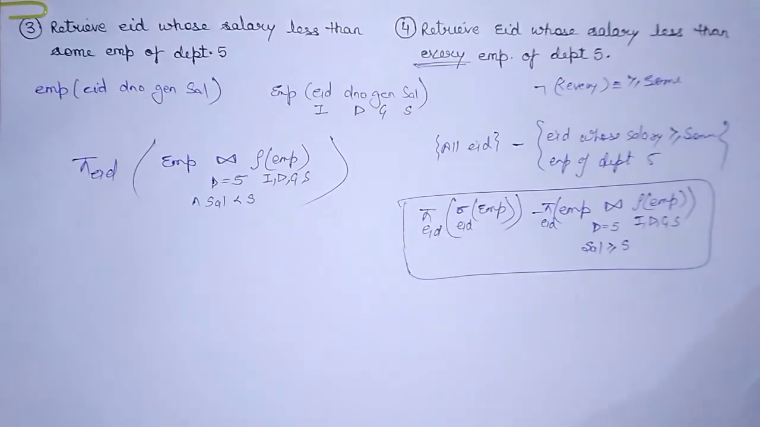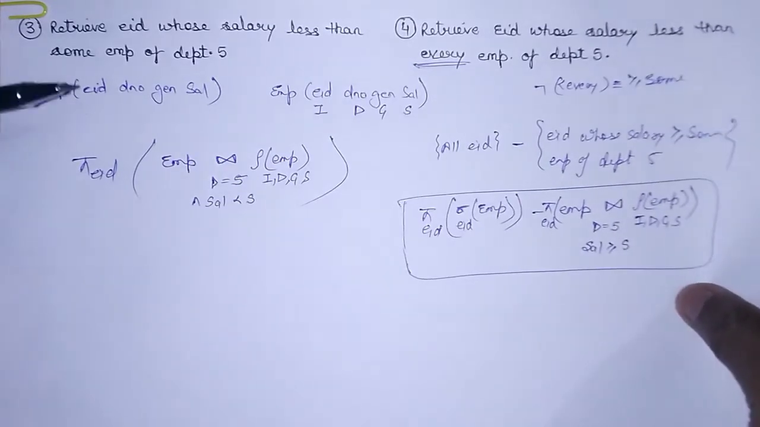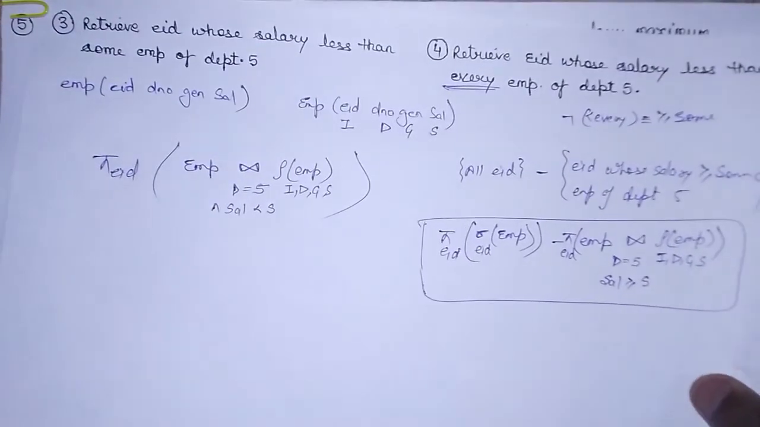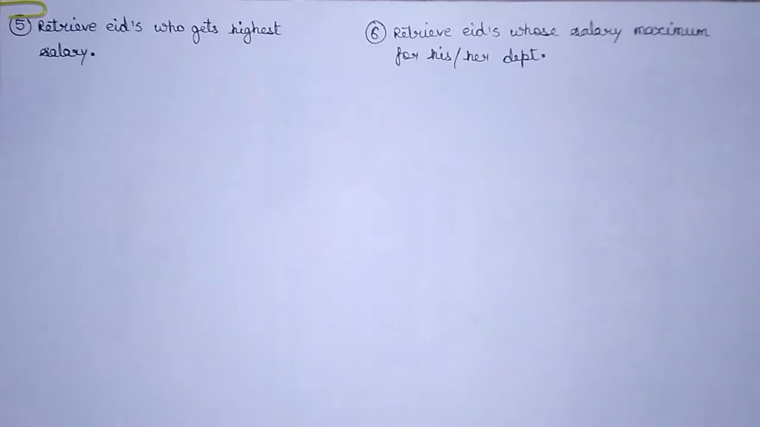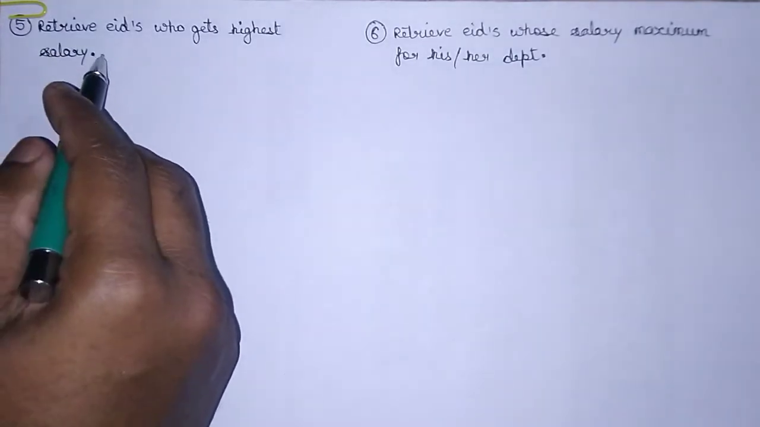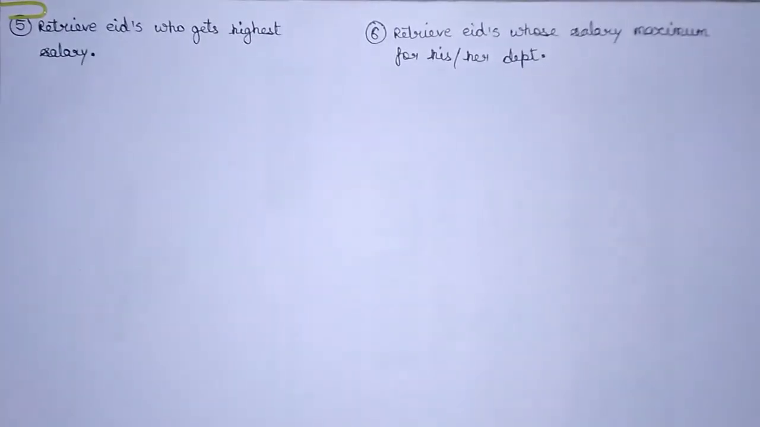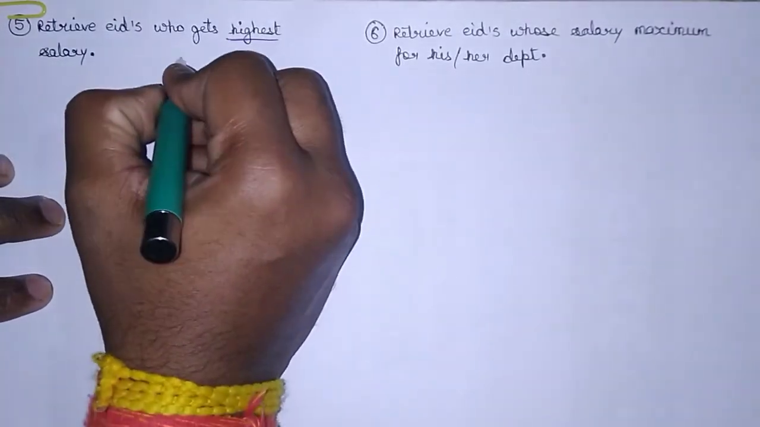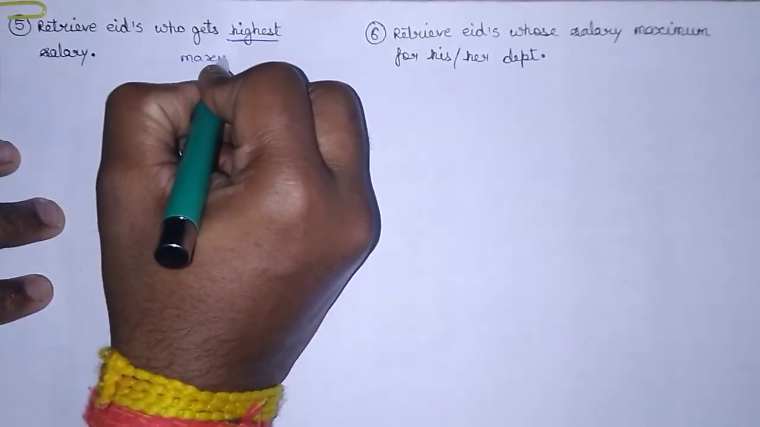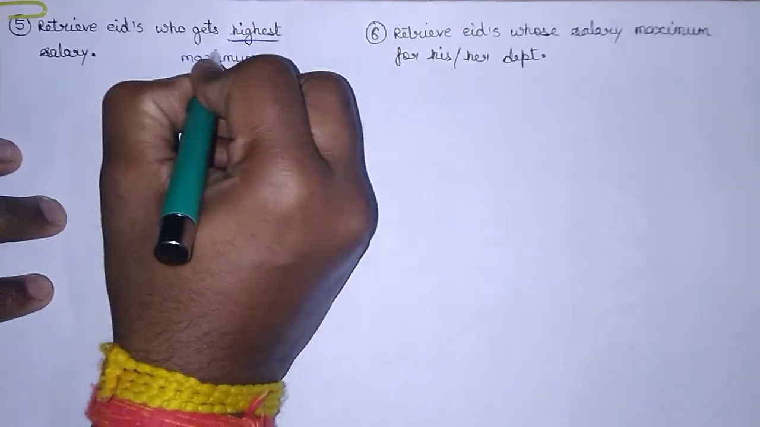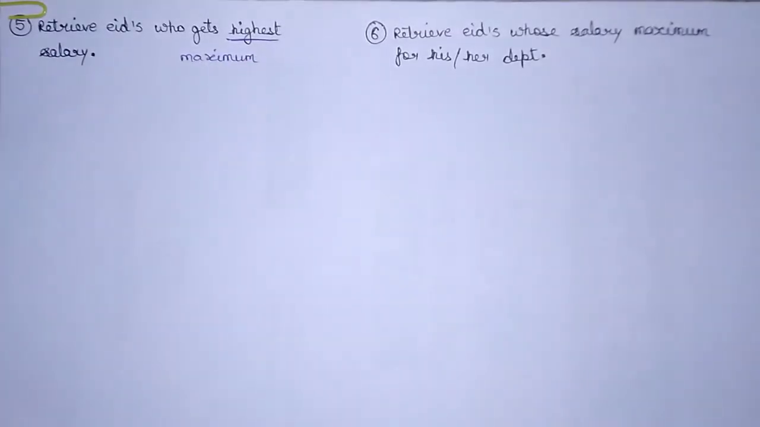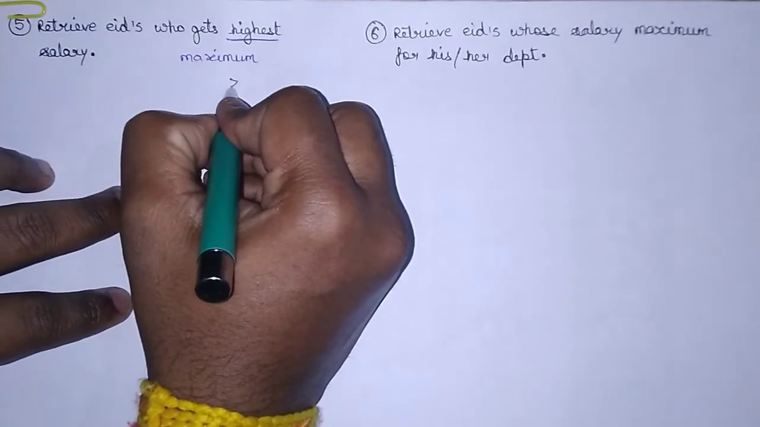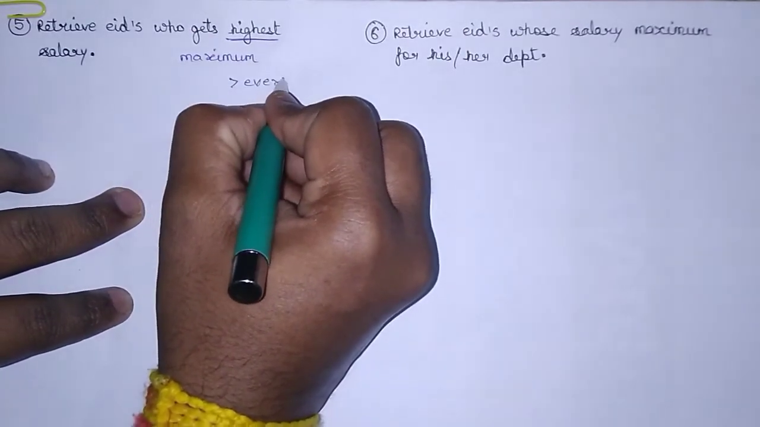Now let's go to another query. So what is the fifth query? In the fifth query we have to retrieve the employee ID who gets the highest salary. First of all, what is the meaning of highest salary? It means maximum, whatever will be the maximum salary. What is the meaning of maximum? That is greater than every.